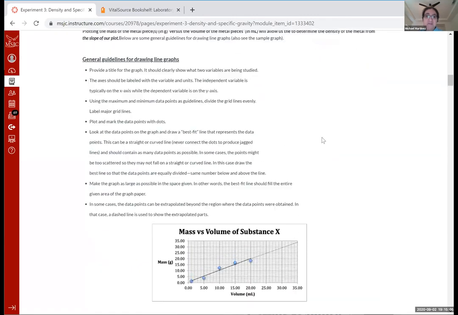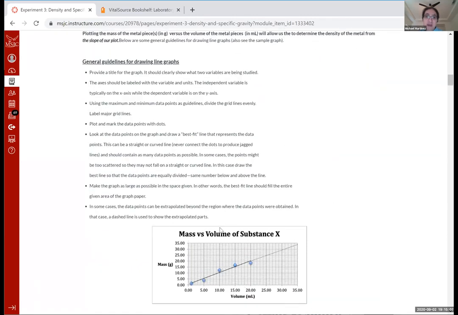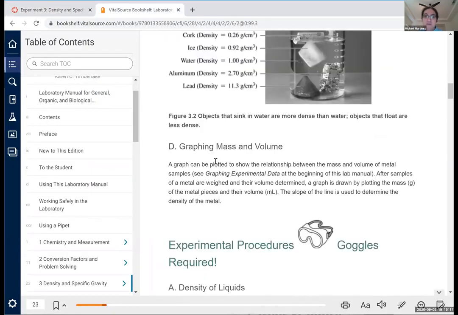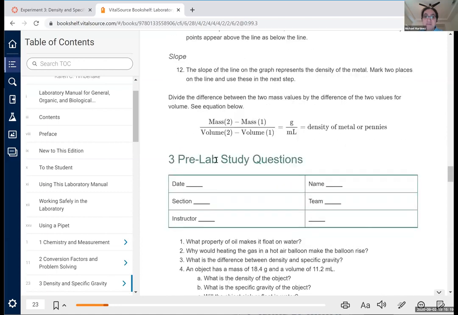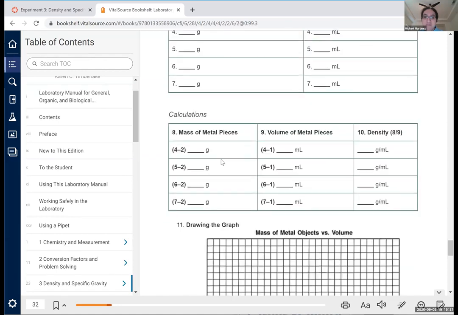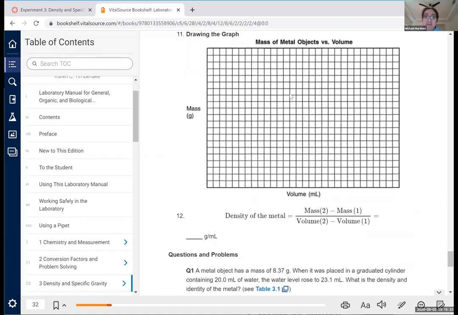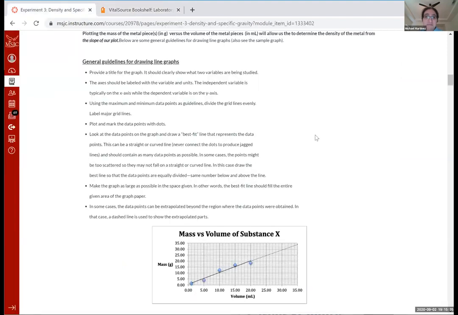I provided some guidelines for drawing graphs. So this is a sample graph that I've made in Excel. For this experiment, there's a graph in your lab manual. There's a piece of graph paper that you'll be using. And I'd like you to generate your graph in Excel.